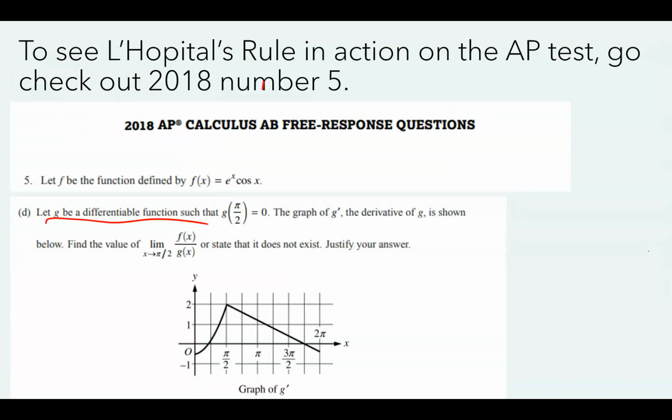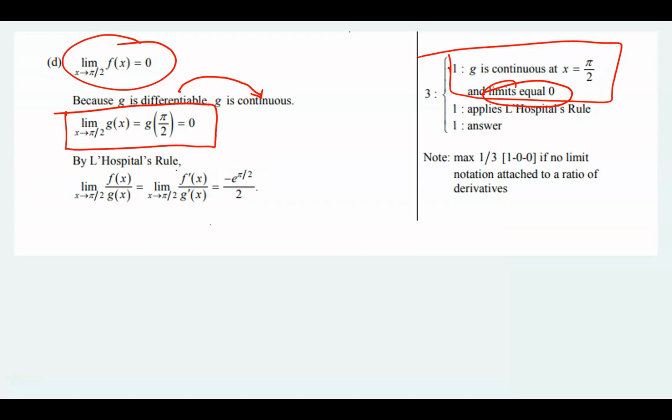And notice you don't have to say f is continuous. I think we should, but that's pretty obvious. E to the x is continuous, cosine is continuous, and multiplication doesn't present any issues. So we can see by substituting in pi halves, cosine of pi halves is 0 times e to the pi halves gives us 0 overall. Anyways, and then 1 point for applying L'Hopital's rule, and off the top of my head I can't really think whether we get the point or not.